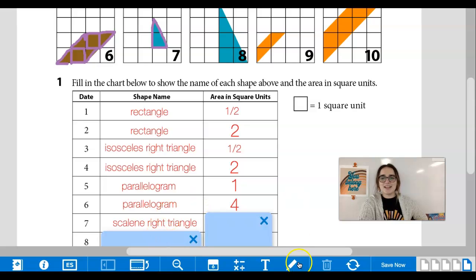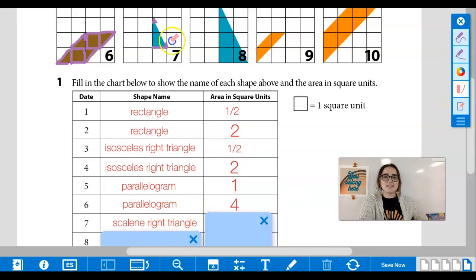And the area, if we look at number 7, ooh, this one's a little trickier. So we can see that this square unit is not filled up. But what if we put this little piece in the blank? Would that match up? It would. So we have 1 square unit.